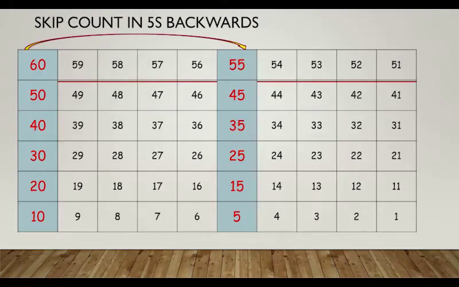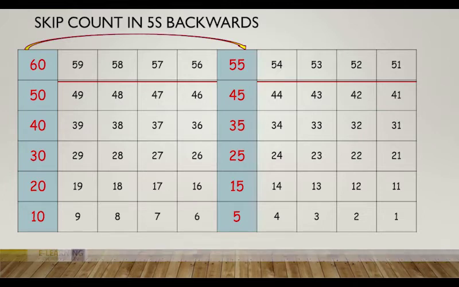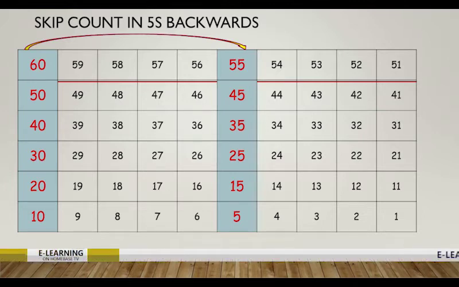We have numbers ranging from 60 to 1, and we are going to skip count in 5s. So we start on 60. From 60, we skip 59 to 56 to 55. From 55, we skip 54 to 51 to 50. From 50, we skip 49 to 46 to 45. From 45, we skip 44 to 41 to give us our next count of 40.